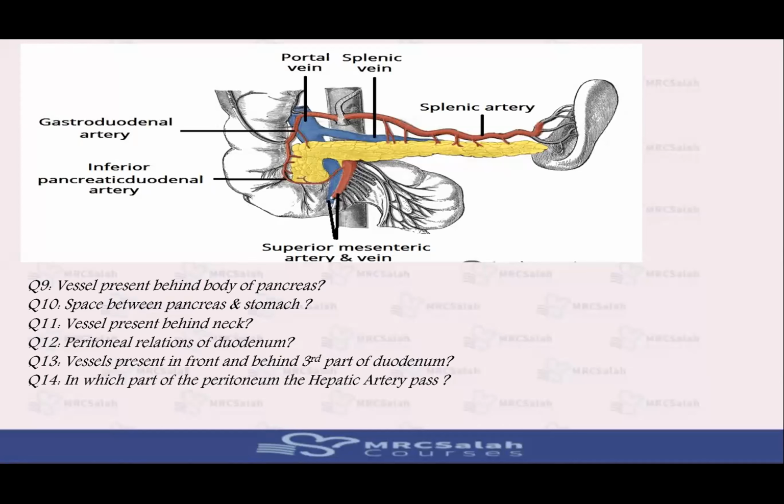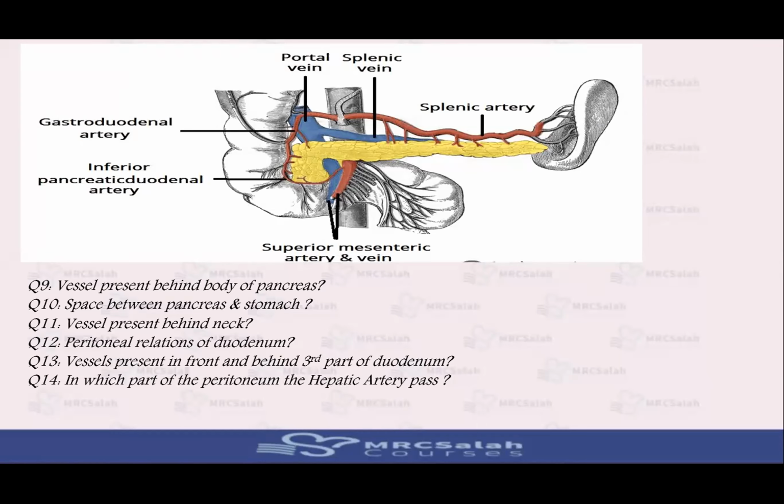Next question, the peritoneal relation of the duodenum. In the back posteriorly is the inferior vena cava. No, again, the peritoneal relation. You mean which part is intraperitoneal and which part is retroperitoneal? Exactly. Okay, I get it. So the first part is intraperitoneal. The second, third, and fourth parts are retroperitoneal. Yes, so it's all retroperitoneal except for the first part.